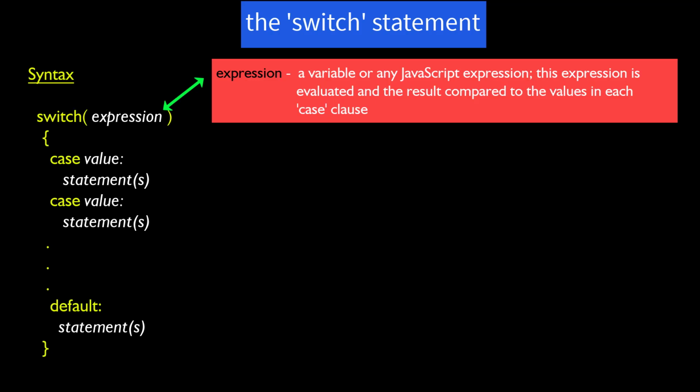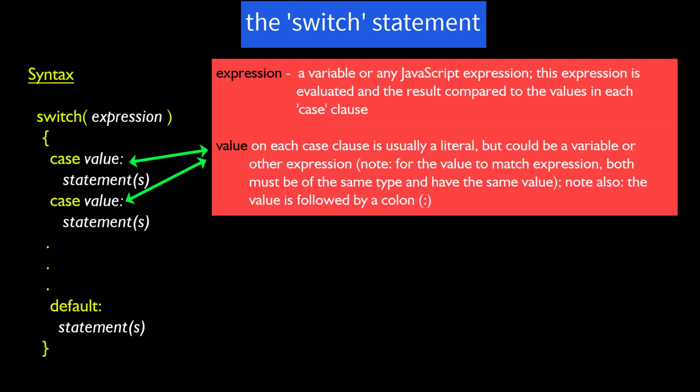Expression is a variable or any JavaScript expression. This expression is evaluated and the result compared to the values in each case clause. The value on each case clause is usually a literal value, but it could be a variable or other expression. Note, for the value to match expression, both must be of the same type and have the same value. Note also that value is followed by a colon.